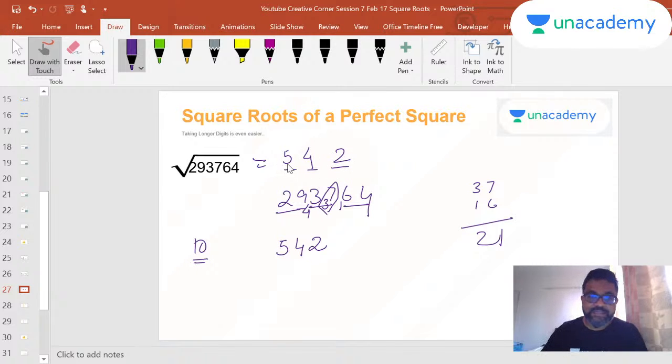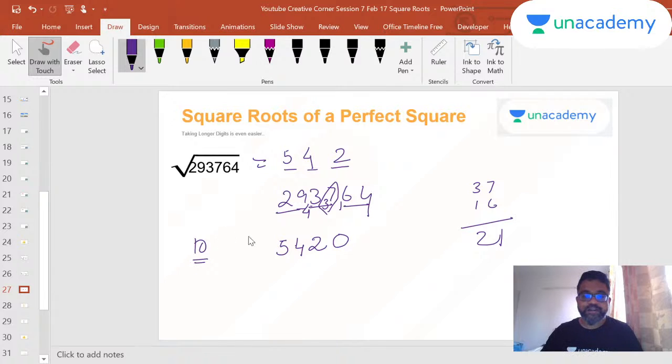In fact, this is actually enough. But if you want to continue, the next step would be to take the duplex of 4 and 2. Remember, the duplex of a 2-digit number is 4 into 2, double of the product. So 4 into 2 is 8, double of 8 is 16. And when I take 16 minus 16, I will get a 0.